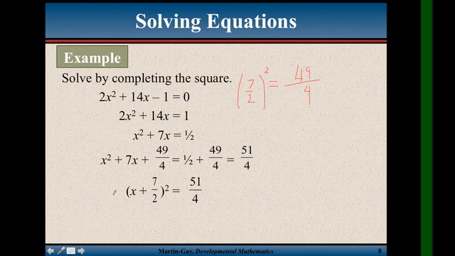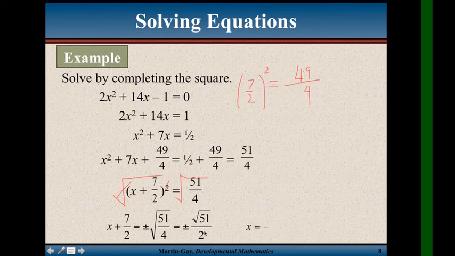And then just get the square root of both sides, so we cancel the square. And then the square root of 51 over 4. 4 is a perfect square, so its root is 2. So that's equal to the square root of 51 over 2. And we will transpose 7 over 2. It will become negative 7 over 2 plus or minus the square root of 51 over 2, or simply negative 7 plus or minus the square root of 51 over 2 because they have the same denominator.